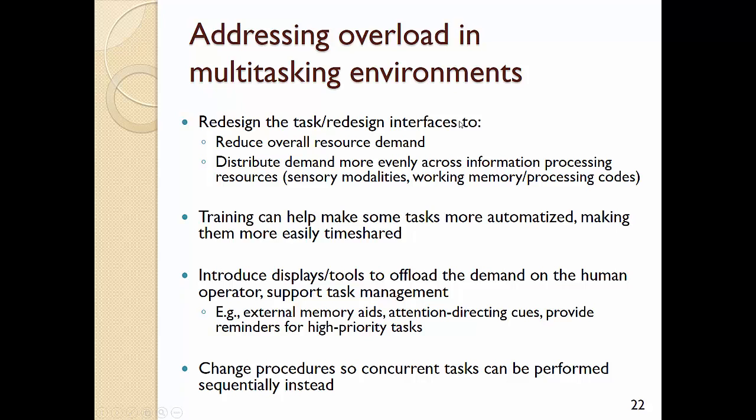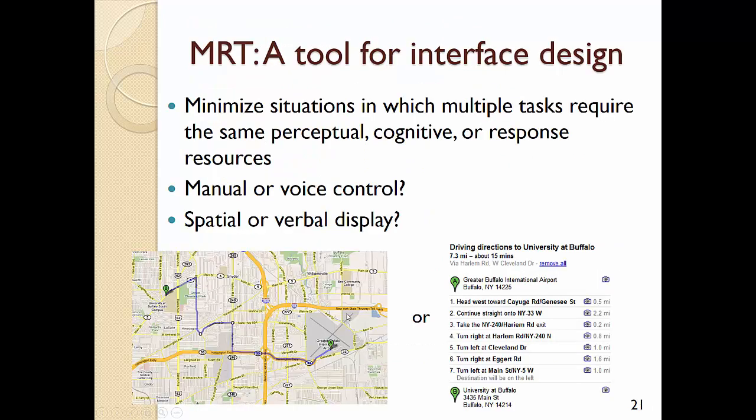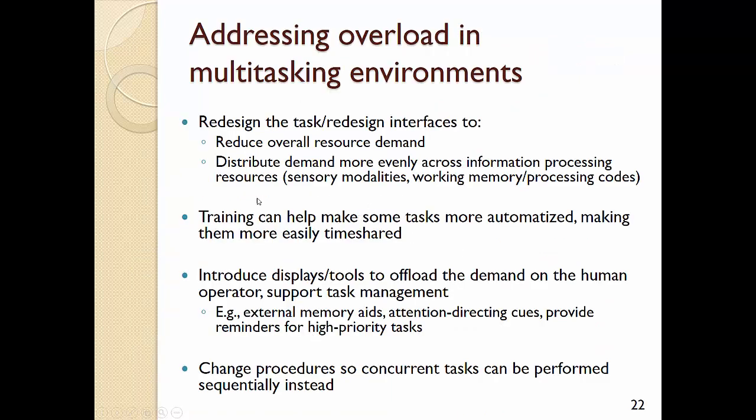Okay, so if we have multiple tasks being performed, we need to find ways to keep that below the cognitive red line, and if we're close to or exceeding that, then we are in overload states. So how do we address that from an engineering perspective? We can redesign the task or redesign interfaces that are used for the task to reduce the overall resource demand, or to redistribute the demands more evenly across different resources. So we may end up translating some displays to be accessible to other resource channels.